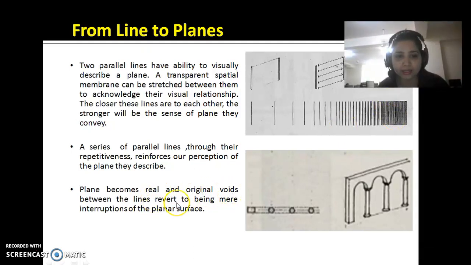Voids between the lines revert to being mere interruptions of the planar surfaces. For instance, you have this diagram, and this is actually a plane which has interruptions in between, which are symbolic of having voids. But eventually this is a plane.